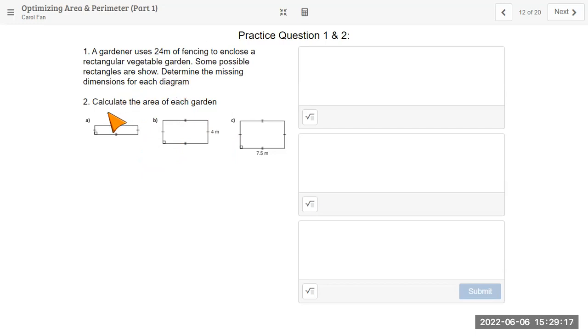Okay, the second thing is to calculate the area of each garden. So once you've found the dimension, you know that the perimeter is 24. This is fixed. I want you to calculate the area of the garden.